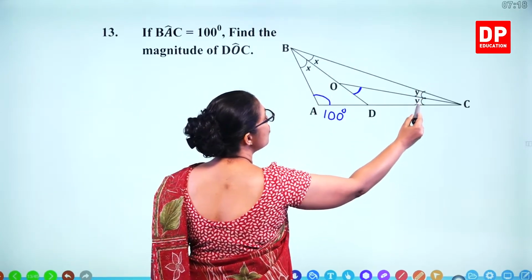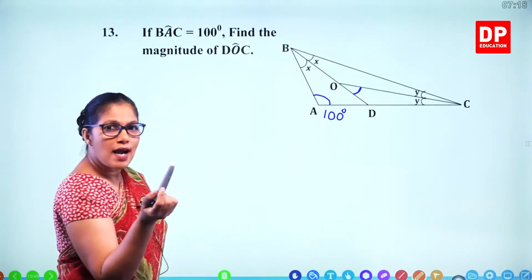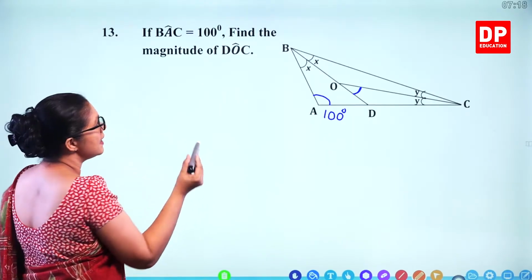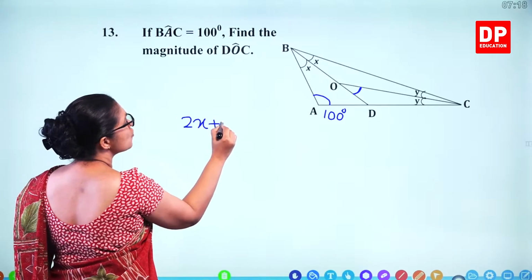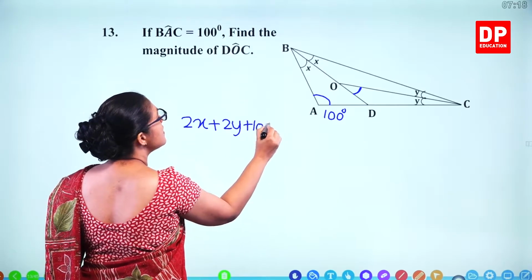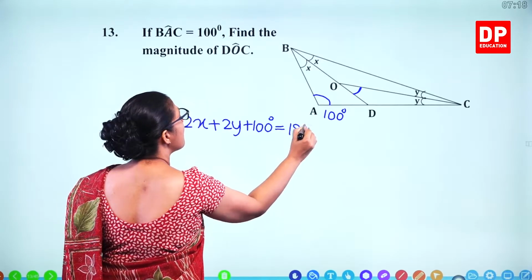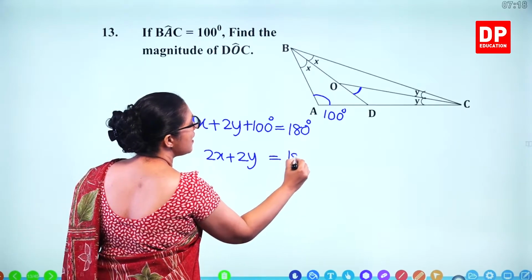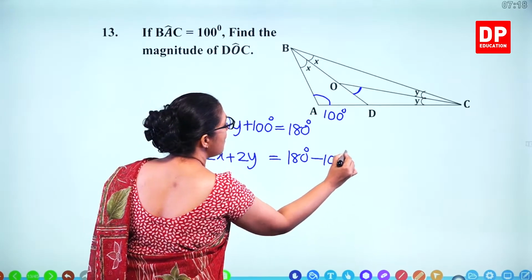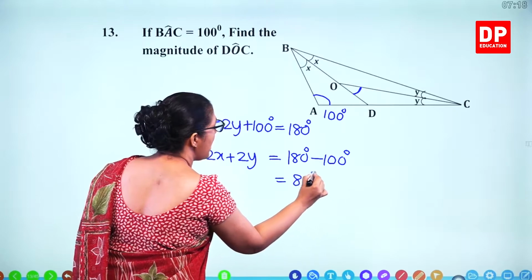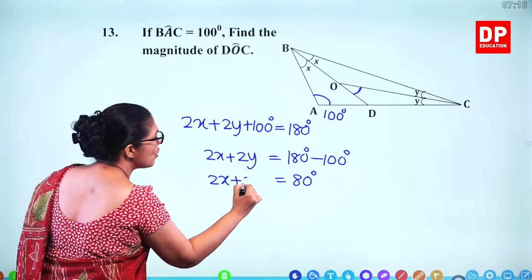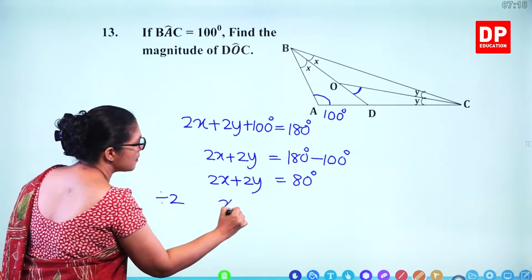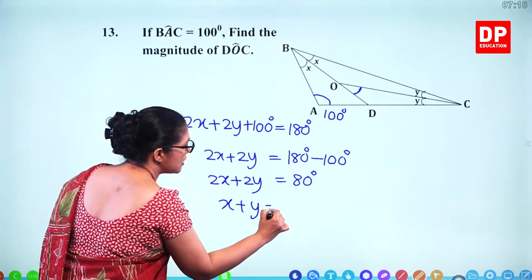2x plus 2y plus 100 is 180 because of the sum of angles in triangle ABC. So first we'll write down 2x plus 2y plus 100 is 180. Then what is 2x plus 2y? 180 minus 100, that's 80. And when you divide the whole equation by 2, what do you get? Divide by 2, x plus y becomes 40 degrees.